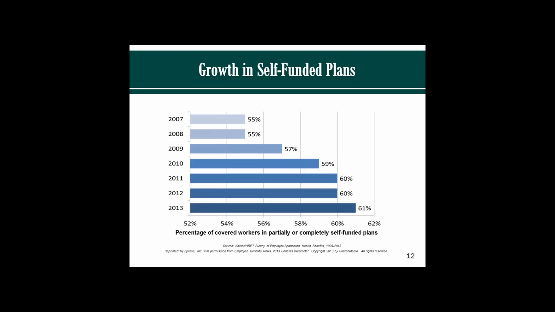But with the Affordable Care Act, it is becoming more and more prevalent for stop-loss insurers to get into that business, because if they don't, someone else will. So there's some pressure there. As a percentage of your covered workers in partially or completely self-funded plans, it's up to around 61%. And that's as of a year and a half ago, so now it's even more. And you will see more and more carriers and offerings out there as time goes by.